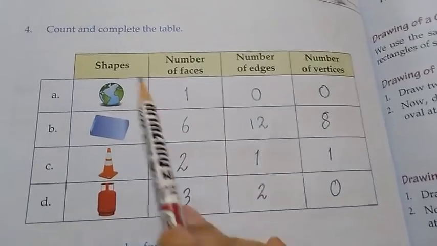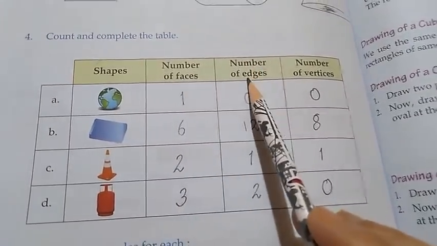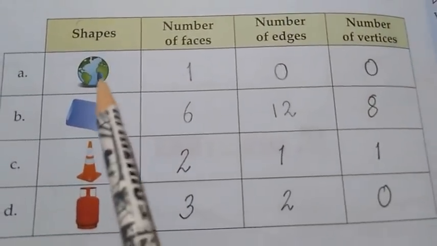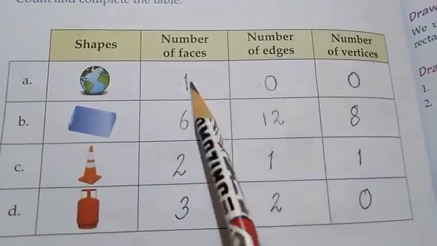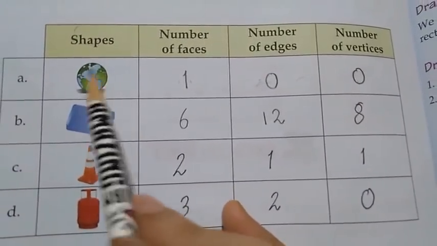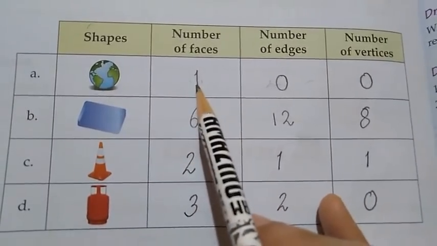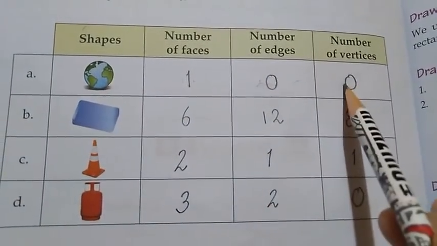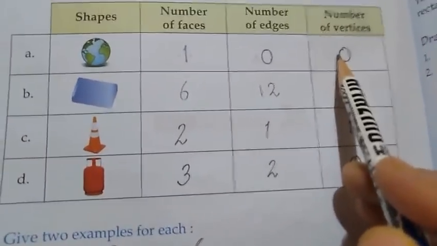Now next is count and complete the table. What you have to do, you have to see the solid shapes and count their number of faces, number of edges and number of vertices. By seeing these given shapes, you will count their faces, edges and vertices, and then mention it in the given boxes. So first one is a sphere. A sphere has one face, one curved face. It has no edges and no vertices, that means no sides and no corners.